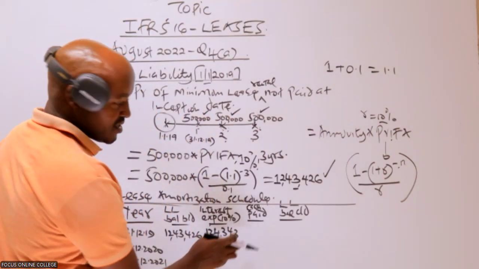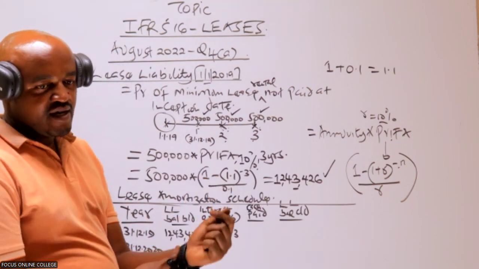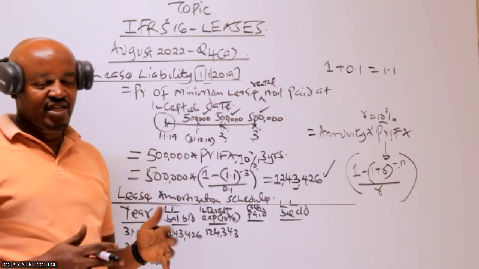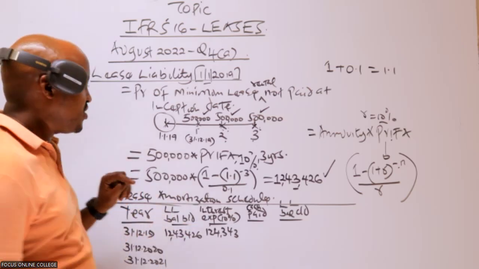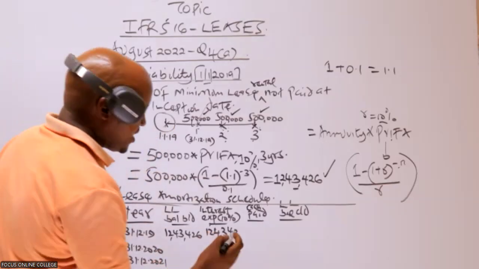We have the cash paid. So the cash paid at the end of year one is basically the amount which was paid by Breakwood Limited. Breakwood Limited has leased the asset. So at the end of year one, Breakwood Limited paid an amount of how much? This is the amount which was paid at the end of year one, 500,000.